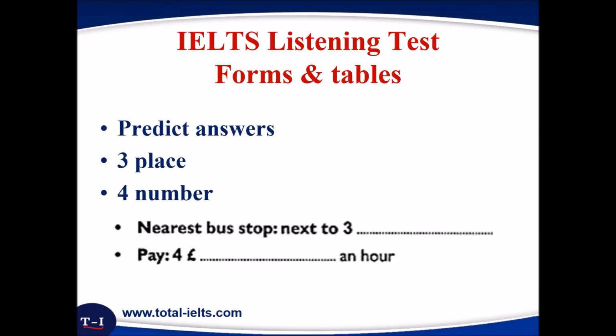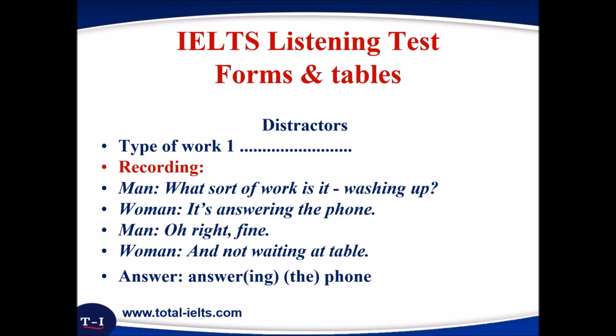Before you listen, read the task carefully and predict the information and type of word you will hear. Question 3 will be a place and question 4 a number. While listening, be careful of distractors. That is when there are several possible answers mentioned in the recording. So be patient and don't write down the first possible answer you hear.